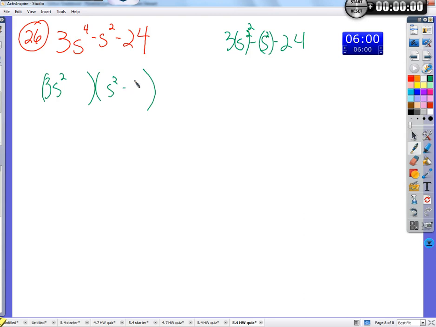Like negative 3 and 8. So 3s squared times s squared is 3s fourth. 3s squared times negative 3 is negative 9. Here we get 8s squared and negative 9s squared. That is a difference of 1s squared. And 8 times negative 3 is negative 24.